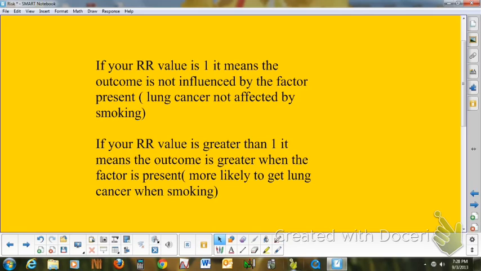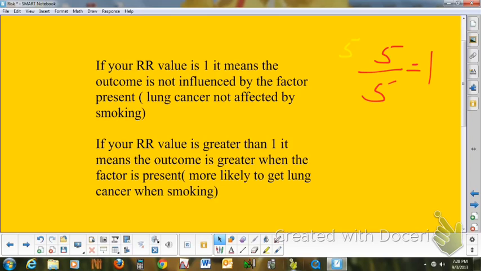So just very quickly, how do we interpret this relative risk? If your relative risk value is 1, it means that the outcome is not influenced by the factor present, so lung cancer is not affected by smoking. Because that would mean that we have a situation where the ratios would have to be the same. So you would have 5% over 5% or whatever. So it gives you 1. That means that there's no difference between the probabilities and absolute risk.